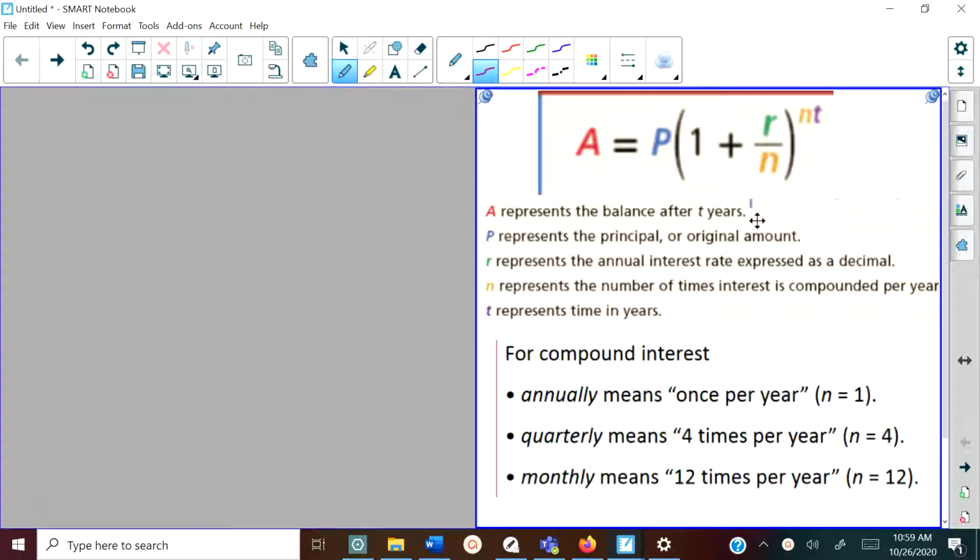Okay, now one of them is going to be this N, which represents the number of times interest is compounded. It's going to come to you not as a number but as a word, and it'll either say annually, quarterly, or monthly. So you'll look for those words. So let's take a look at an example where we find all of the things we need and then we plug them each into the formula.